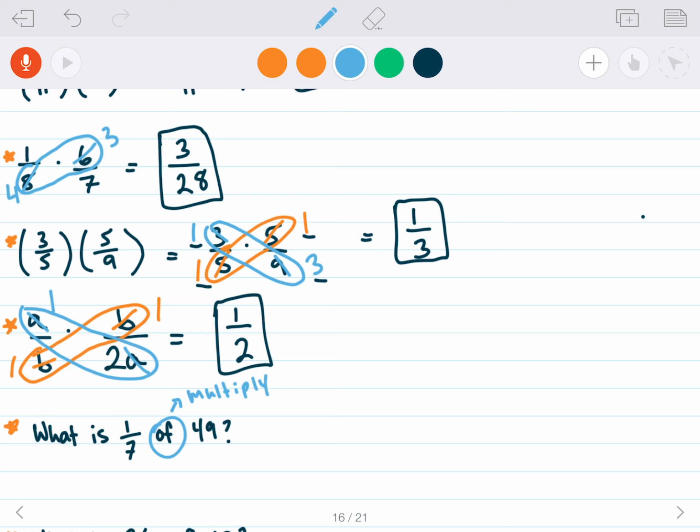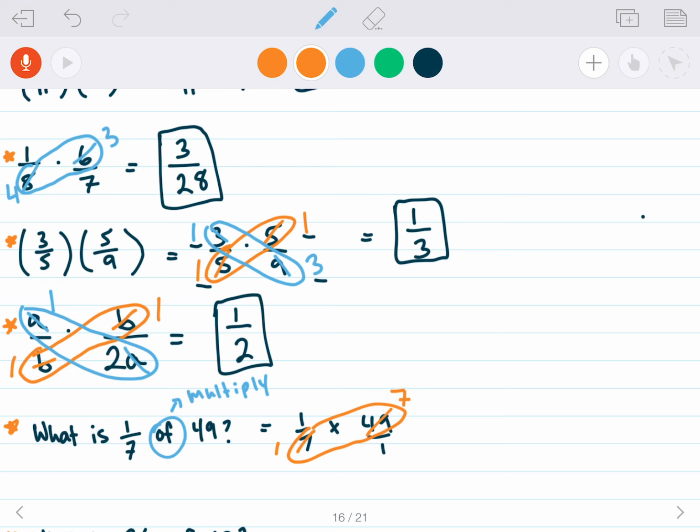When I'm asking what is 1/7 of 49, what does that mean? Well, what this means is 1 over 7 times 49. All right. Now, I can put 49 over 1. And what I can do is cross simplify on the diagonals here. Both 7 and 49 can be divided by 7. So 7 divided by 7 is 1, and 49 divided by 7 is 7.